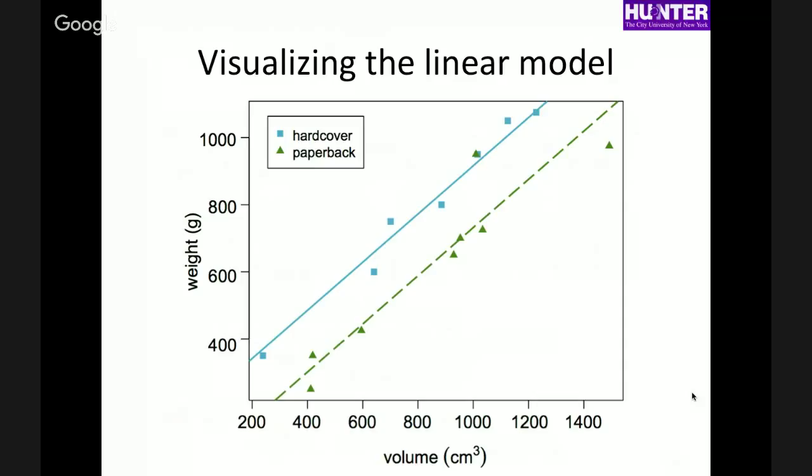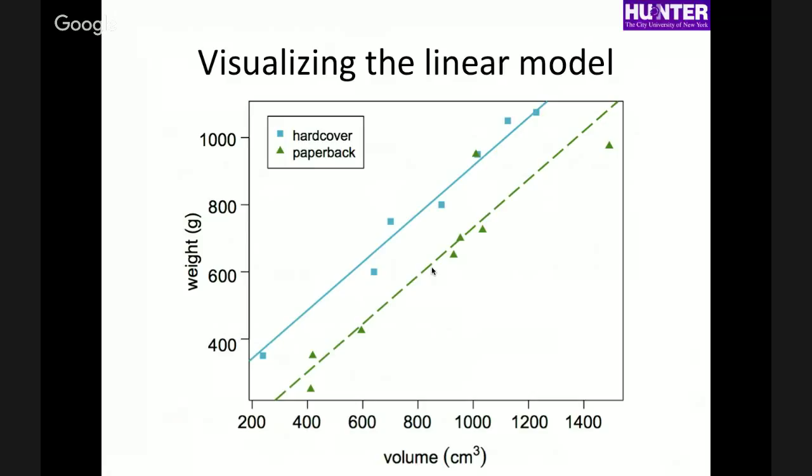Here is just a nice visualization of this linear model. That regression equation can really be interpreted as two lines, because subtracting one value for all paperback books is equivalent to changing the intercept for paperback books, but not changing the slope. So you can draw it as two separate lines, one for hardcover books and one for paperback books. And those lines are parallel.